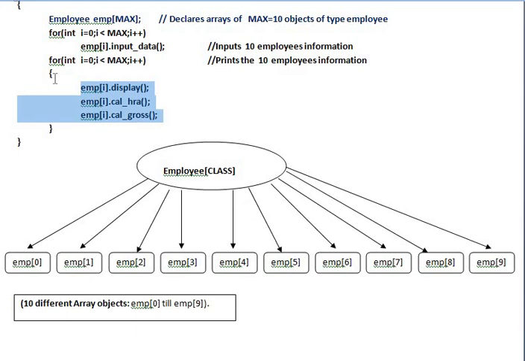Again, the for loop is going to iterate. The value of I shall be incremented. The previous value of I was 1. Now the new value of I will become 2. When the value of I becomes 2, empi will become emp2. Again, for the object emp2, it is going to invoke the member functions display, cal hra and cal gross. Similarly, the value of I is going to iterate again.